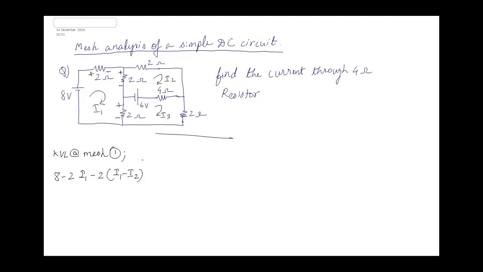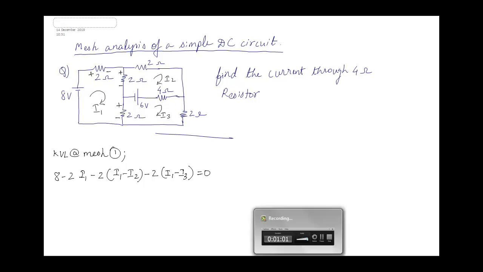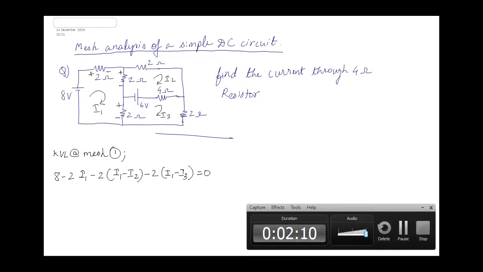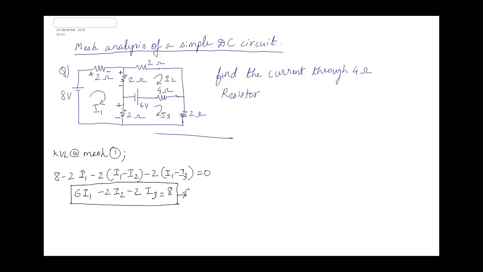Then here again minus 2 times I1 minus I2, I3 is equal to 0. We can rearrange this and write it as, so this is our equation 1. Similarly, we can write KVL for mesh 2, which is this one.